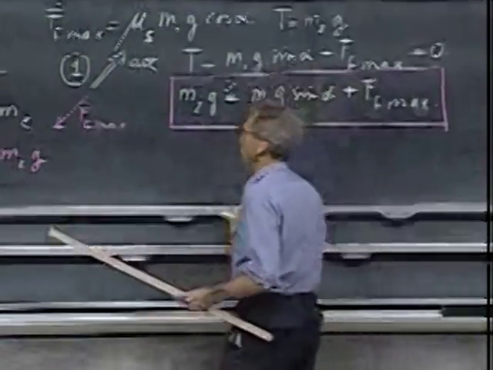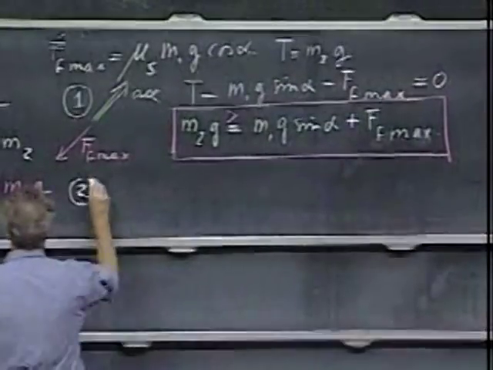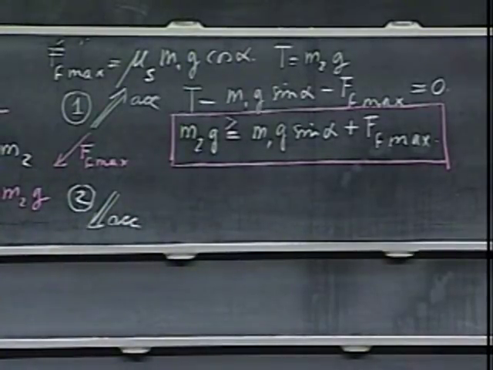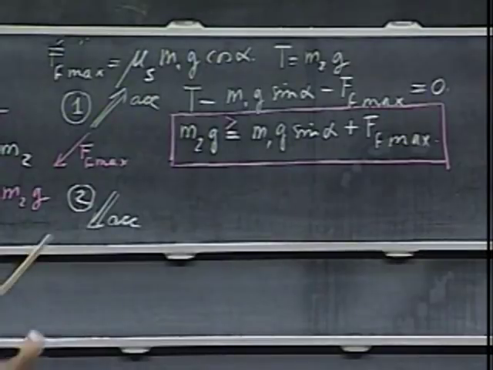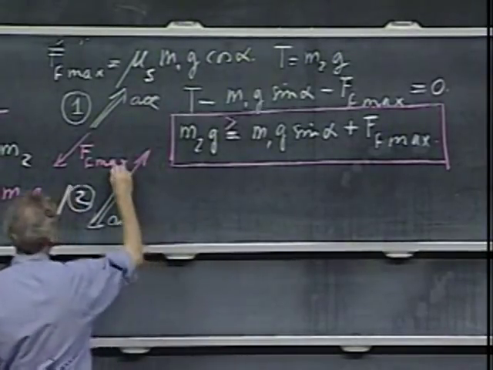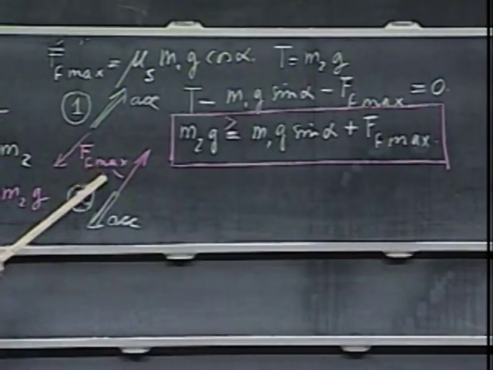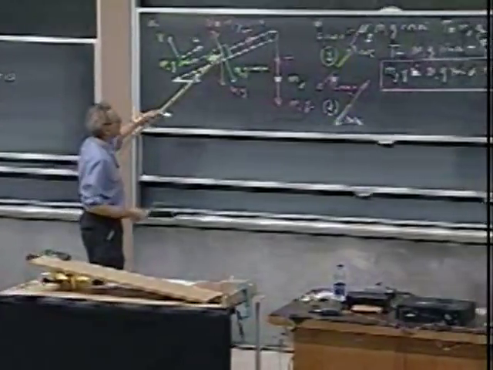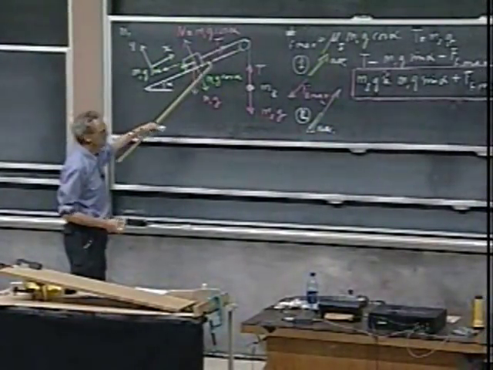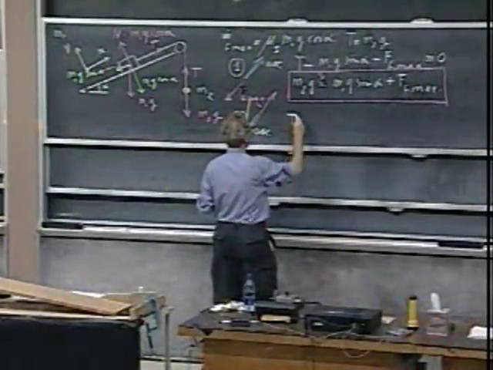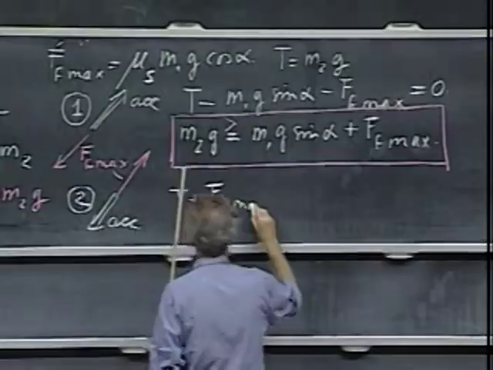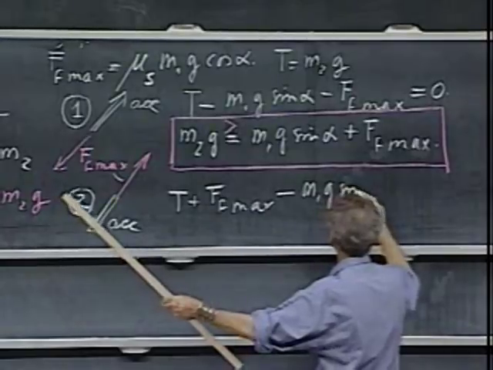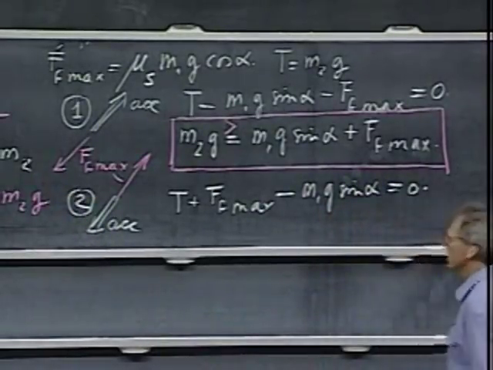Now, I look at situation two. Now I make the assumption that the object, still standing still, is just about to start accelerating downhill. Aha! If that's the case, I know that the maximum force is now pointing upwards, the same magnitude, but it has now a different direction. So now I can write down Newton's second law. So the frictional force is now helping T. So now we get T plus ff max minus m1g sine alpha equals zero.